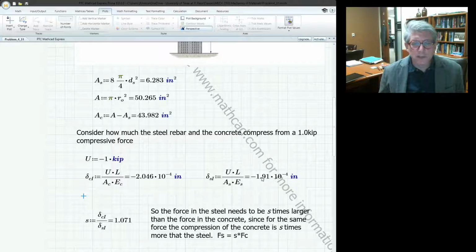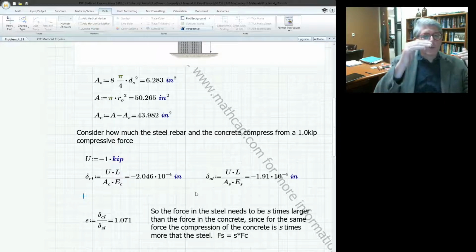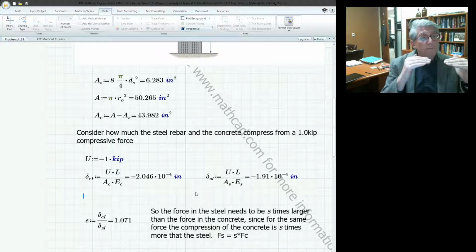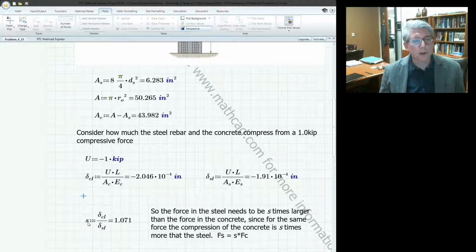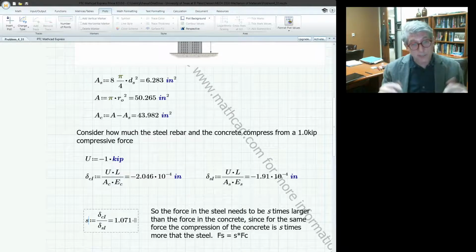And I can also do this for the steel, and it's minus 1.9. So it's a little bit less. The steel does not displace as much as the concrete. They have to displace the same, so if the concrete displaces more for the same force, that means we have to increase the force in the steel by that ratio to get them to displace the same amount. Here's that ratio. I'm just calling it S. It's the ratio of the displacement of the concrete over the displacement of the steel for the same force. In this particular problem, it comes out to be 1.071. So the force in the steel needs to be 1.071 times greater than the force in the concrete to get them to displace the same amount.